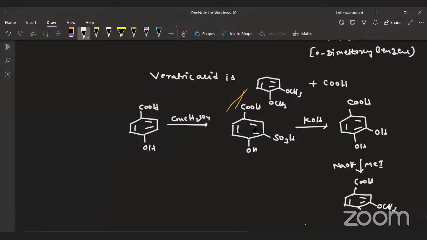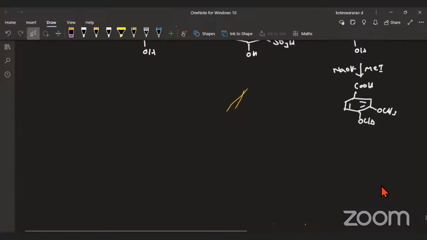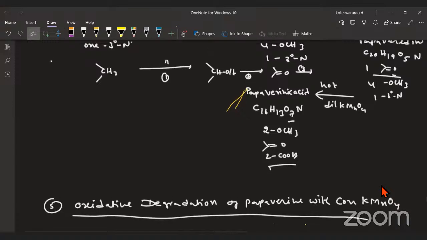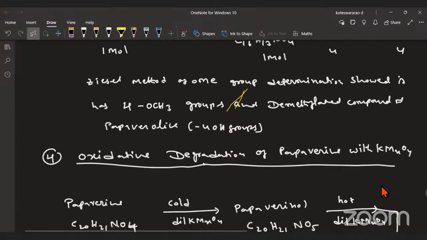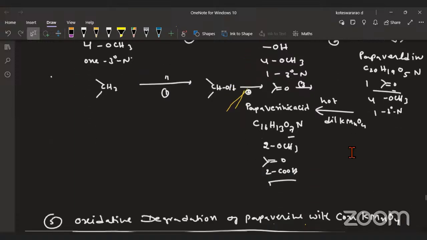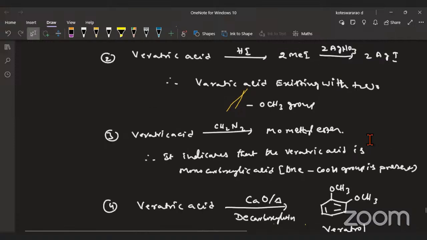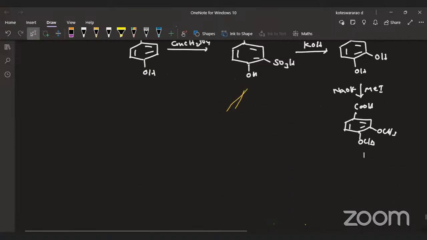Therefore, finally, of the four OCH3 groups of papaverine, two OCH3 groups are present in veratric acid. But papaverine does not have a COOH group, and we are discussing the structure of papaverine. There is no indication for the presence of a COOH group. Therefore, that COOH group may be generated from the active methylene group, which is the junction point between the veratric acid and the other species present in the molecule.